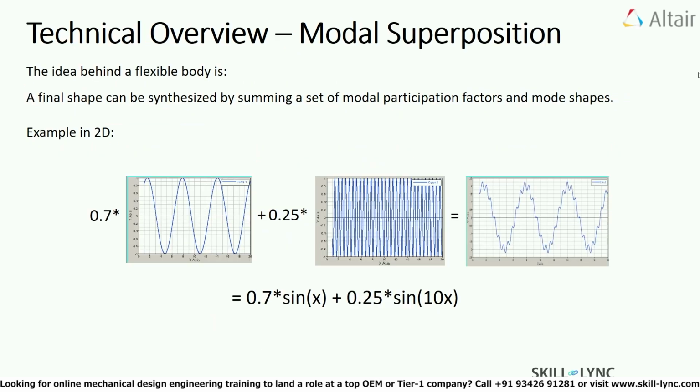Now let us deep dive into the concept of modal superposition. As I mentioned in my previous slide, the idea behind a flexible body is that the final shape can be synthesized by adding a set of modal participation factors and mode shapes. Let us now consider the below example in 2D. The first coefficient, or the modal participation factor, is 0.7. It is multiplied by the first signal, which is a sine wave. Now, this is added to the second modal participation factor, or the coefficient, which is multiplied by the second signal, or a second sine wave, to give you the resultant signal.